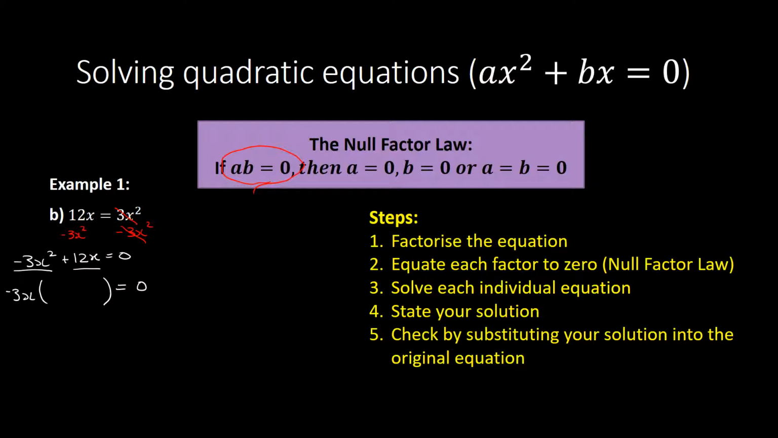So inside the brackets, what we're left with once we've taken out a negative 3x from the first term is just x. When we take out a negative 3x from the second term, we need to be careful with the sign here. A negative times a negative will give us a positive, which is what we want.